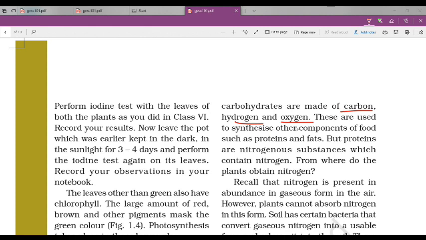Then what about other nutrients, for example protein, fat and vitamins, from where are we getting them, or where are they being formed? The answer is that these other things are formed in the plant using this carbohydrate. For making protein, nitrogen is required, because protein is a nitrogenous substance.